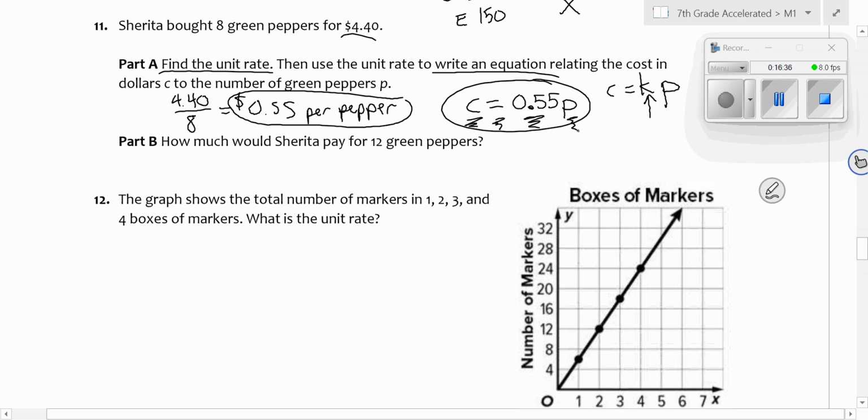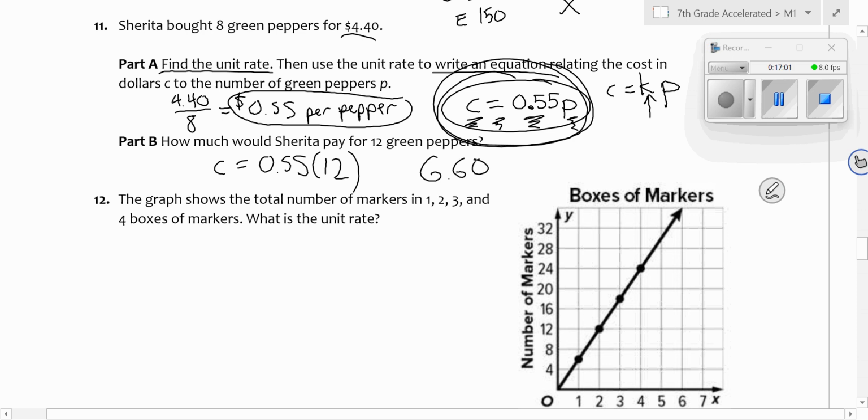All right, then we can use that equation. How much would Sarita pay for 12 green peppers? Oh, it's 55 cents per pepper, so you can just know to multiply, or you can say the cost always equals 55 cents times the number of peppers, which is 12. So we use the equation from up here to help us solve. And that comes to $6.60 for 12 peppers.